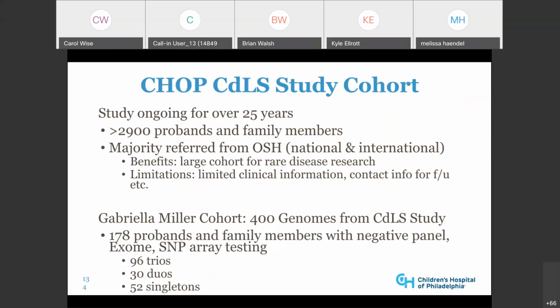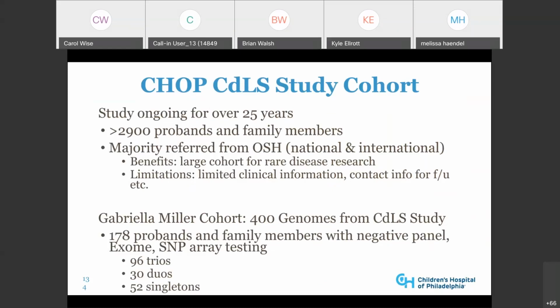Okay, so that's kind of just the background that I wanted to give you about why we think it's important and valuable to study CDLS, and to get more into our phenotyping efforts. So our cohort at CHOP, we've had an ongoing research study for CDLS for over 25 years now, and we have a pretty robust cohort of close to 3,000 individuals.